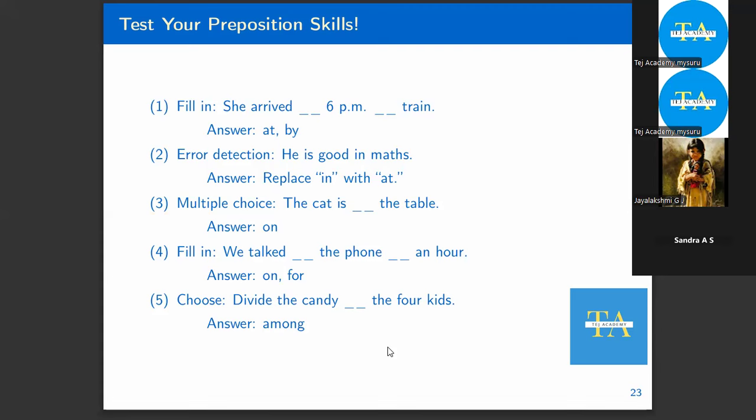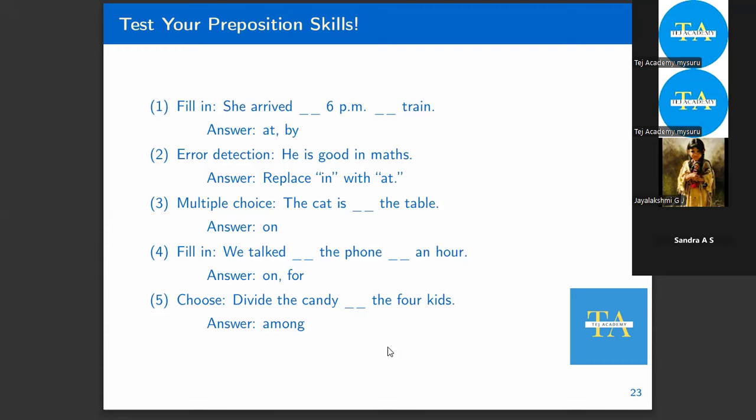And multiple choice: the cat is on the table. So it speaks about the position of the cat, which is sitting on the table. So "on". And we talked on the phone for an hour. "For an hour" speaks about the duration of the phone call. And "on the phone" here won't specify the position; rather, it speaks about the medium. It connects the phone with the call. So we talked on the phone. We can't say we talked in the phone. It doesn't feel that good.